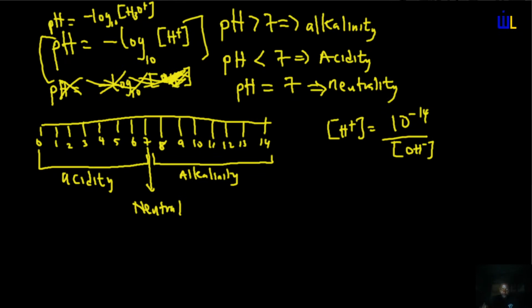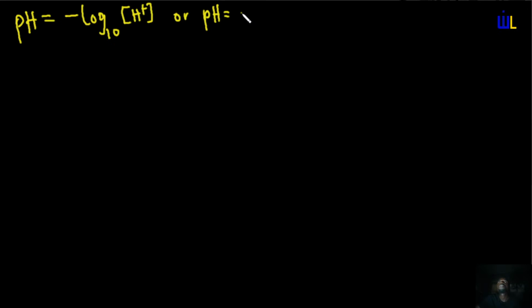Now, with this said, the emphasis on this particular screen is this: pH equals negative log. So now you get the definition. pH equals the negative log to base 10 of the concentration of hydrogen ion. If you don't want to write it like this, you write pH equals the negative log to base 10 of the concentration of hydroxonium ion. So these two things are the definitions of pH.